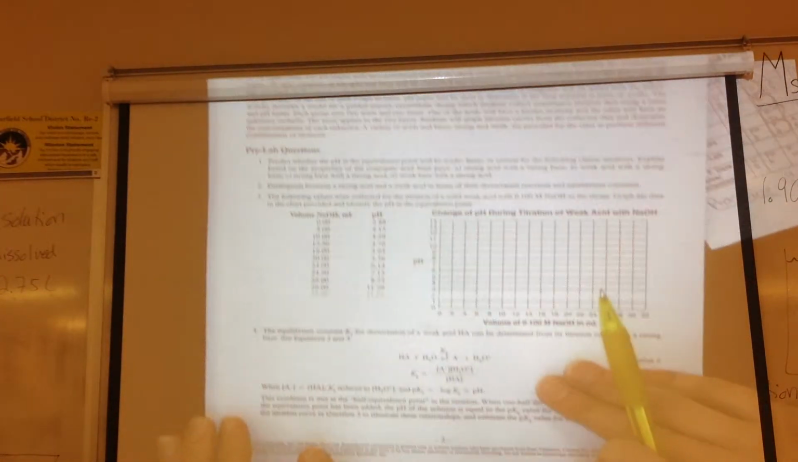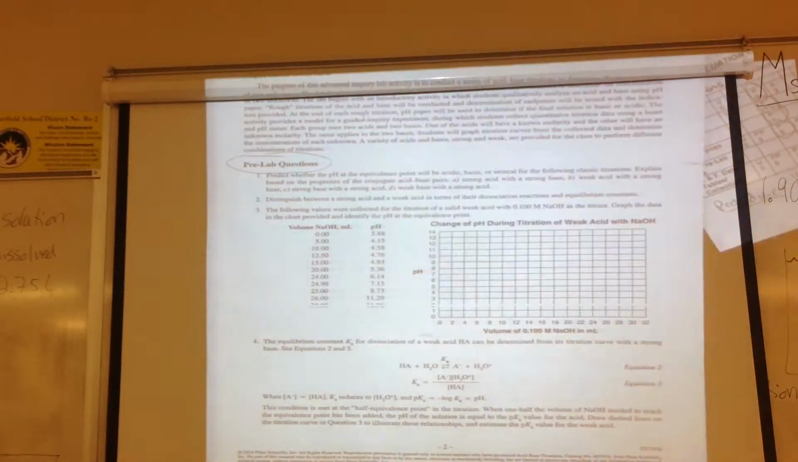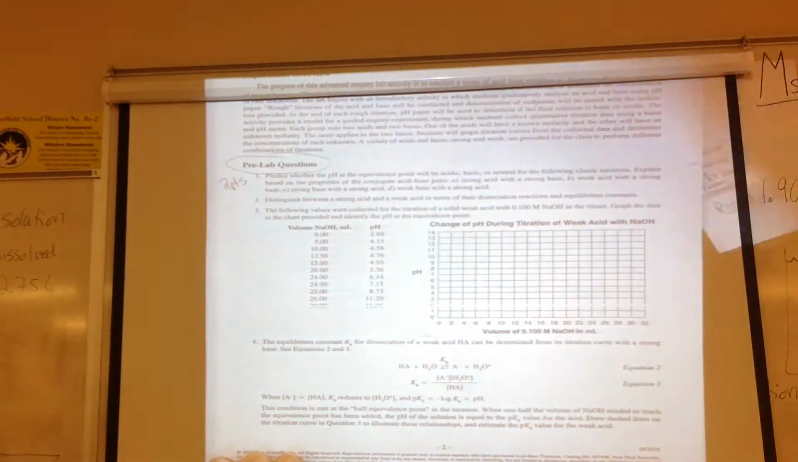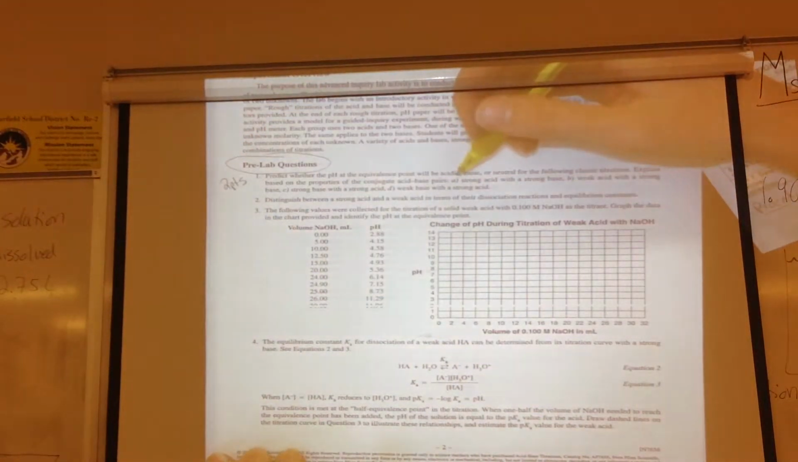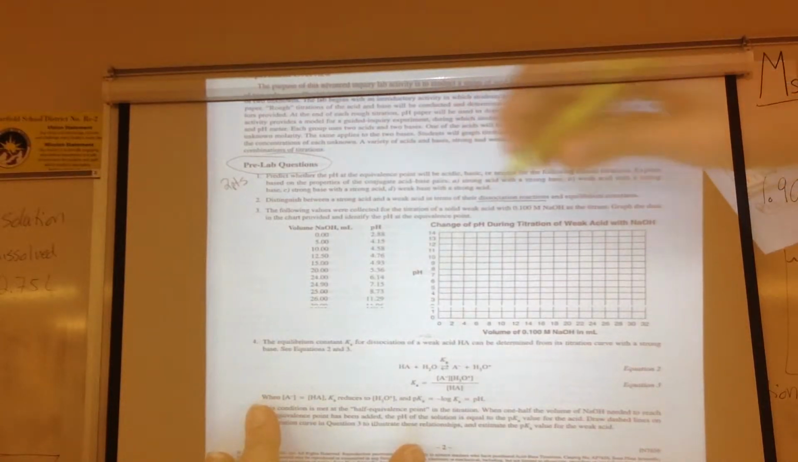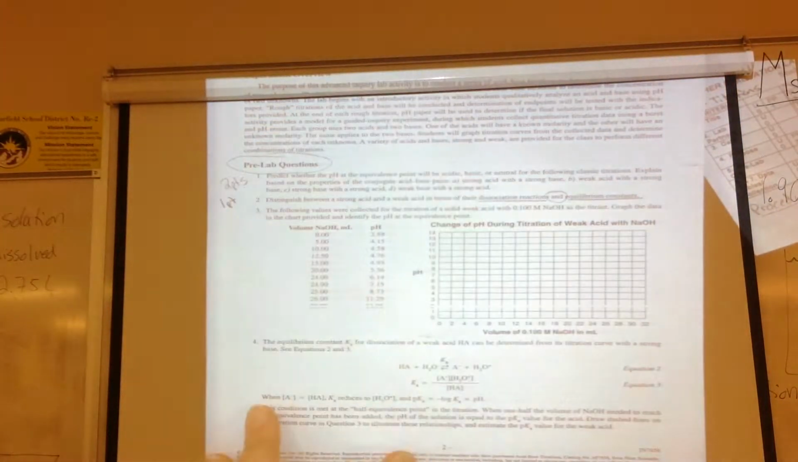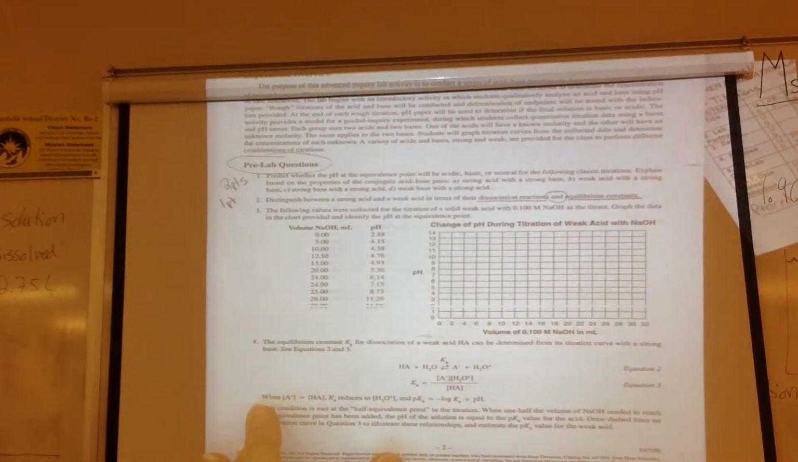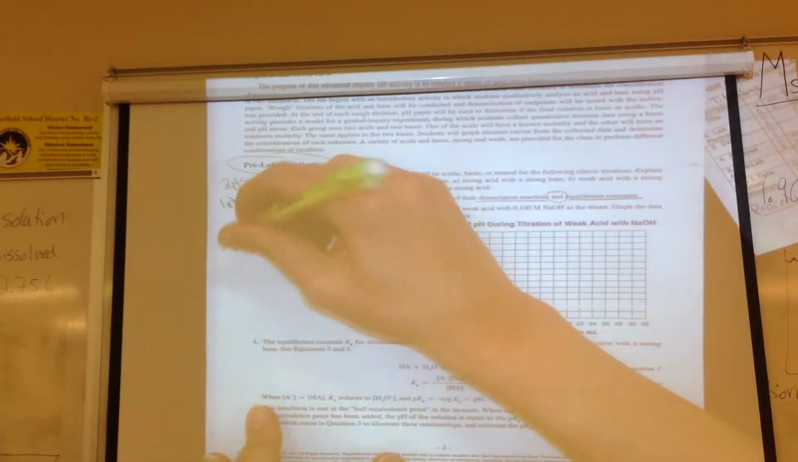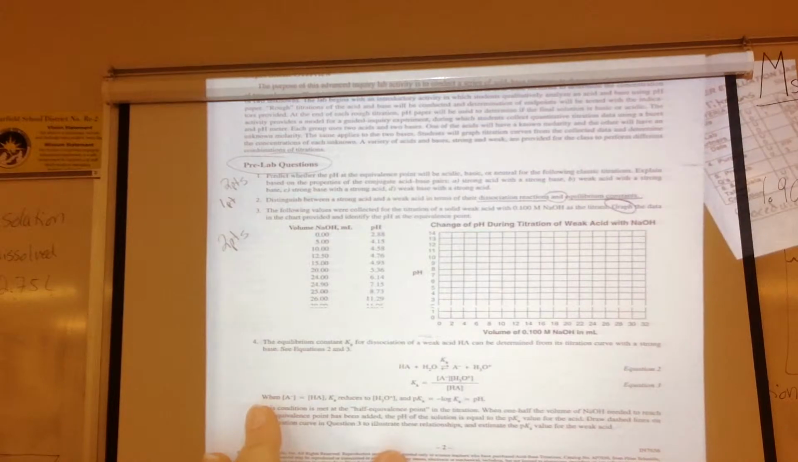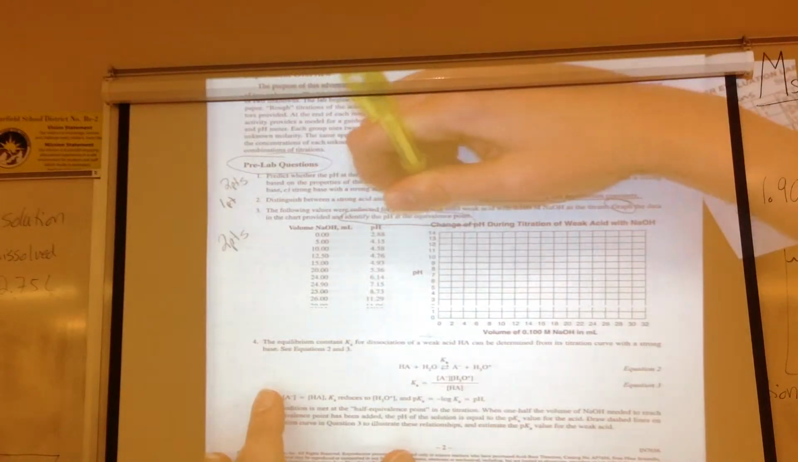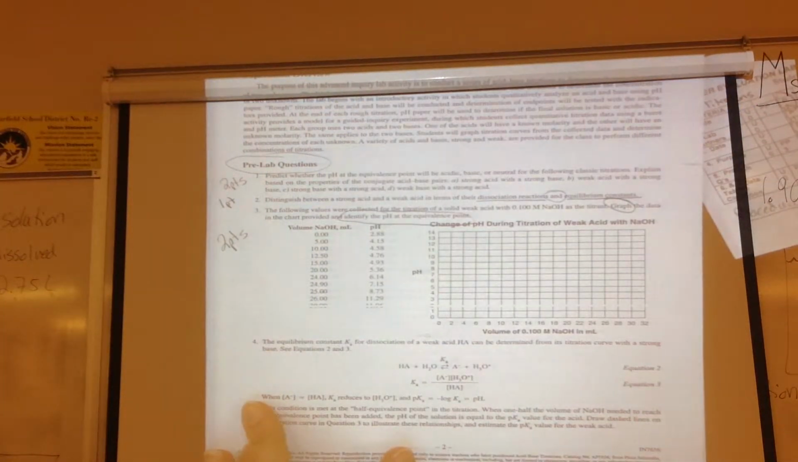Open it up. So on page 2, we've got the pre-lab questions. The first one I'm going to take as 2 points. Second one, I would like you to do the dissociation reactions and the equilibrium constants. So I'm taking that as 1 point, half point each. For number 3, that will be 2 points: 1 for the graph, and then 1 for you to identify the pH at the equivalence point. So those are where those points are going to come from.